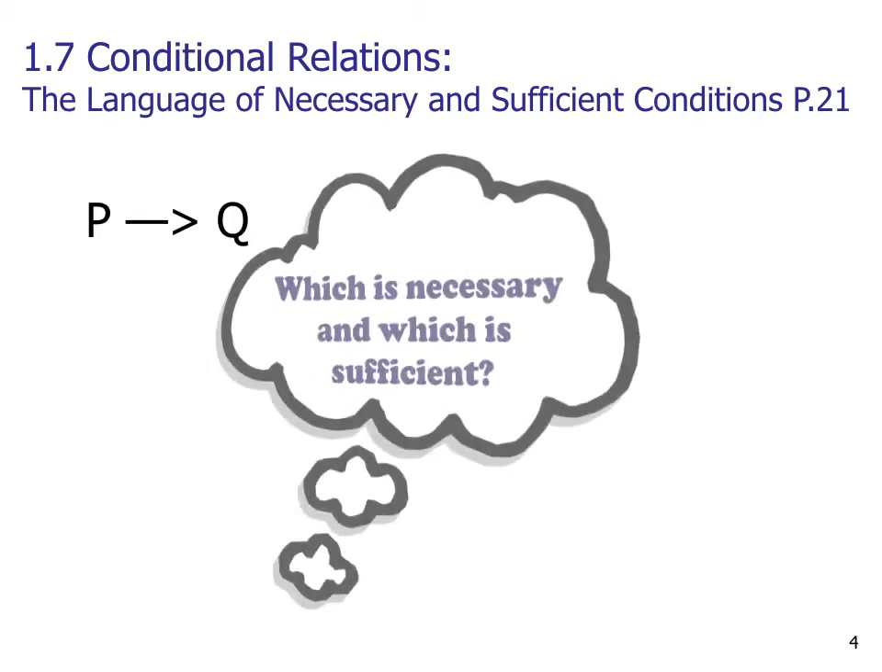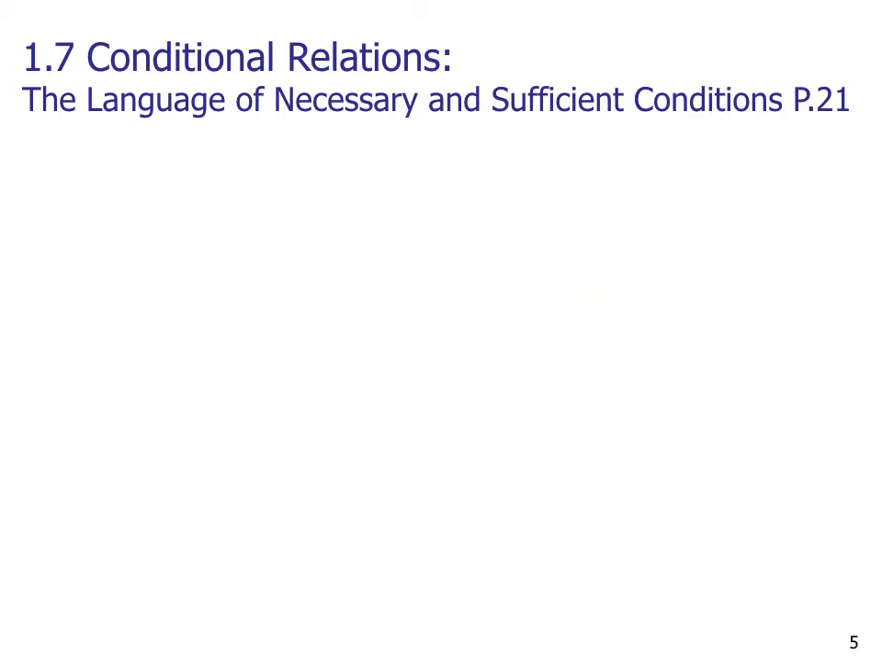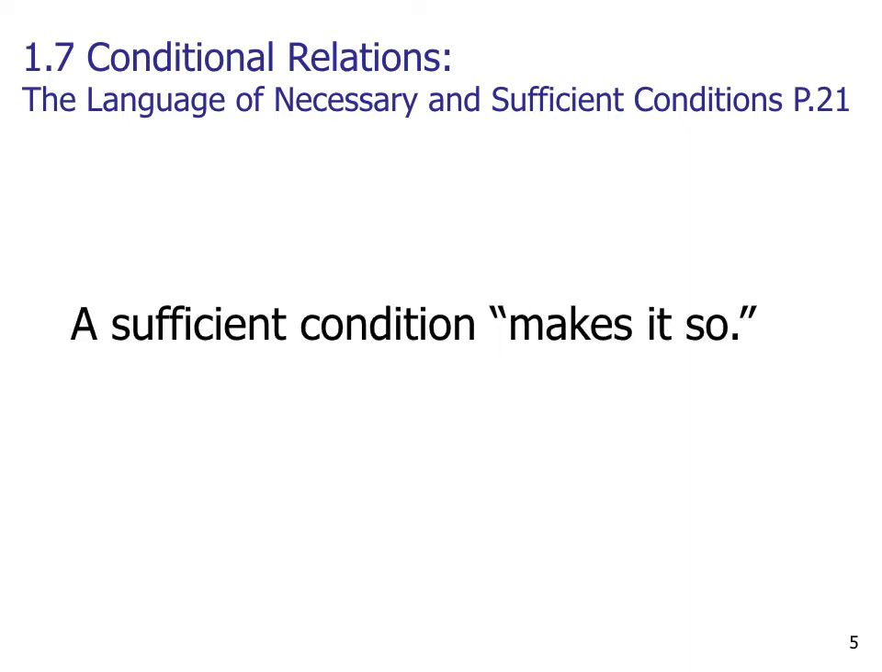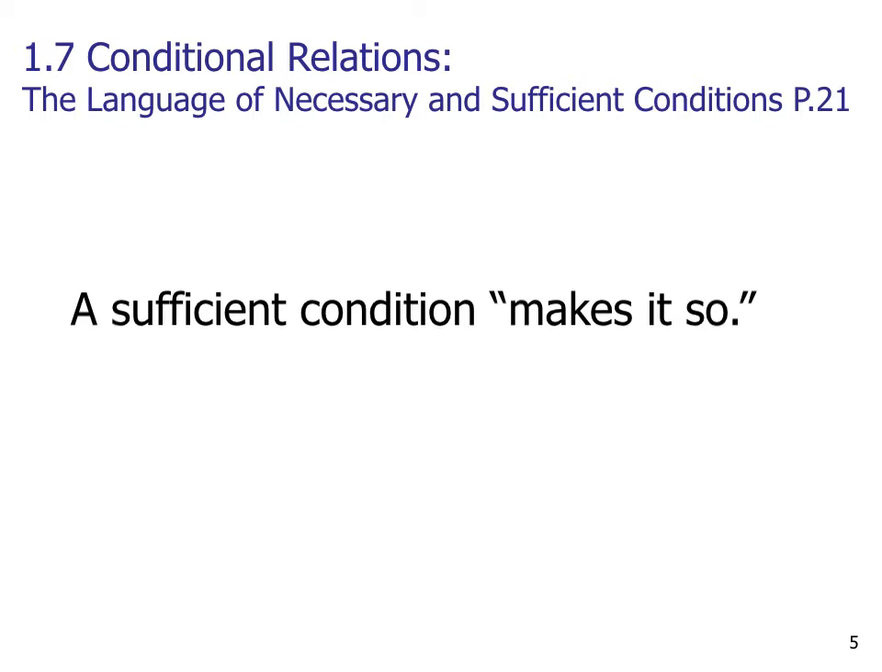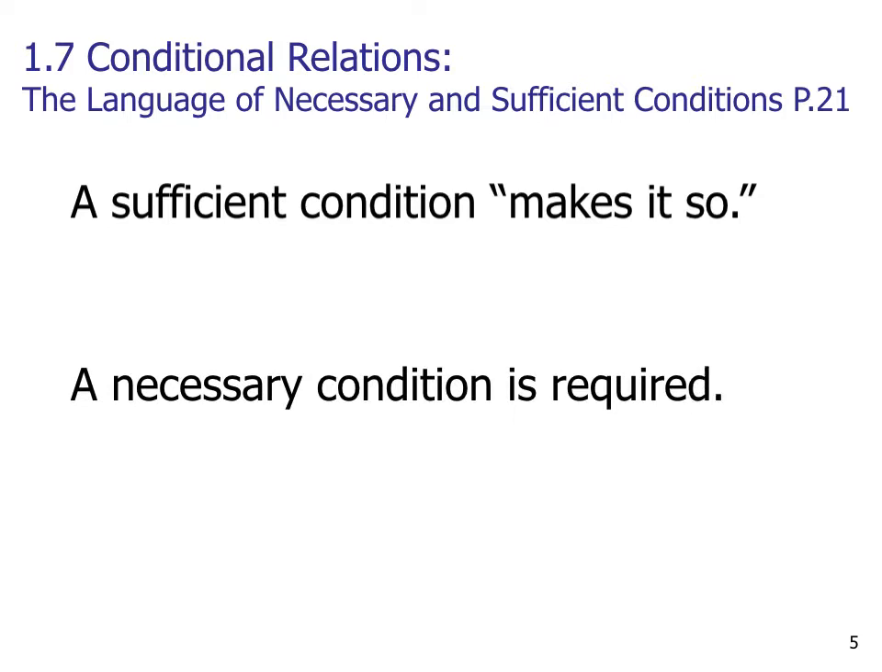So in a standard form conditional, if P then Q, which is necessary and which is sufficient? Well, a sufficient condition makes it so. That's the way you can think about it. It makes it so. Whereas a necessary condition is just something that's required.